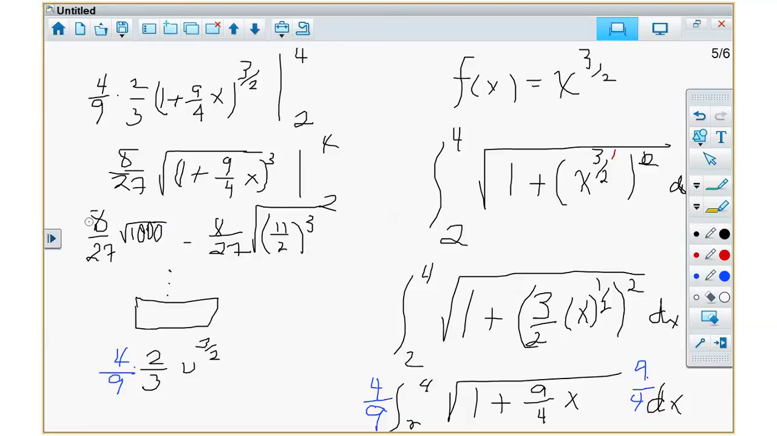Eight over 27 times 1,000 minus 8 over 27 times 11, 121. No, that's squared. So that's a big number. Over 8. I'll do the 2 to the third power. That's over 8. What is this? What does the whole thing come out to be? Did y'all do it?